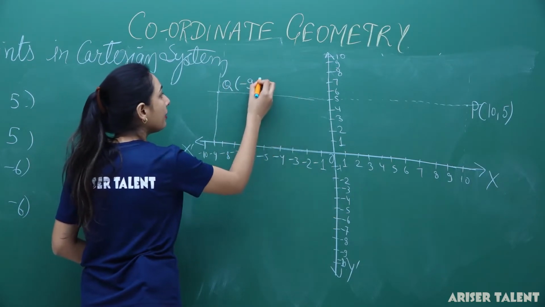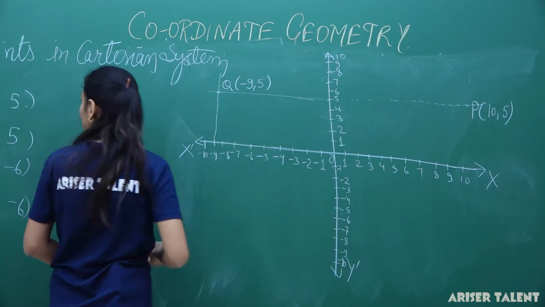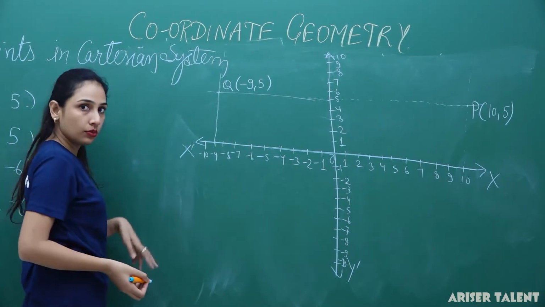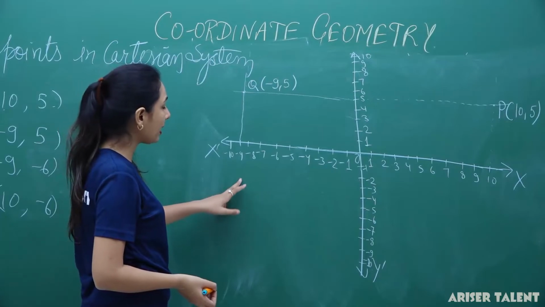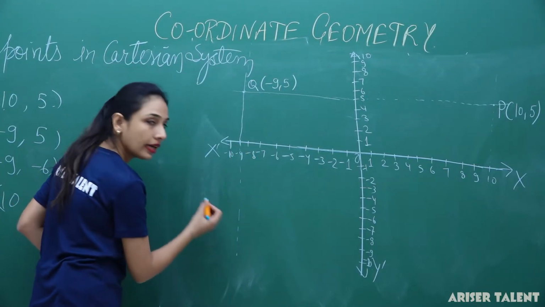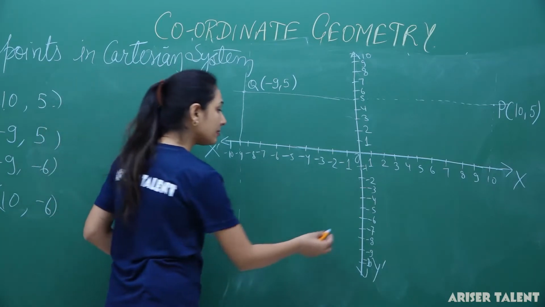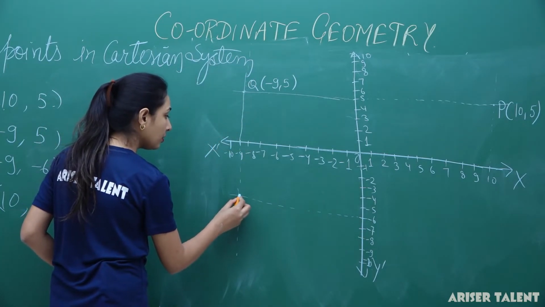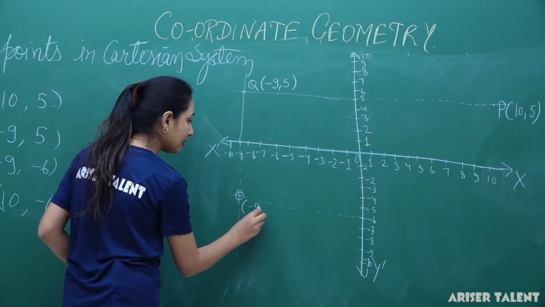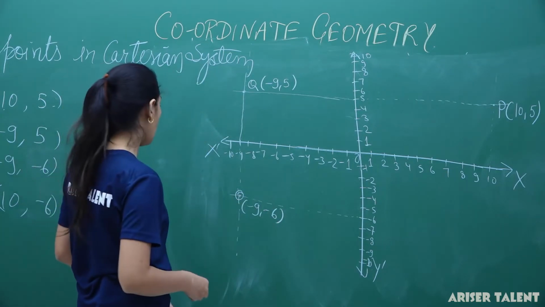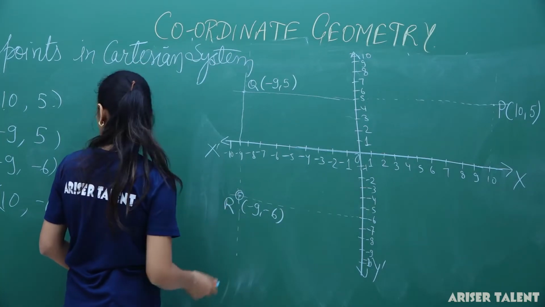Now, what is the point Q? Minus 9 and 5. If I talk about the point R, that is minus 9, minus 6. Both negative, so the third compartment, minus 9. Okay. X-axis, abscissa, and minus 6. This point. Right. So, that will be minus 9, minus 6. Now, the next point is, this is R. Okay. Now, the point S.